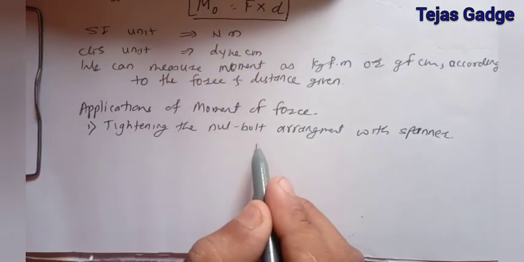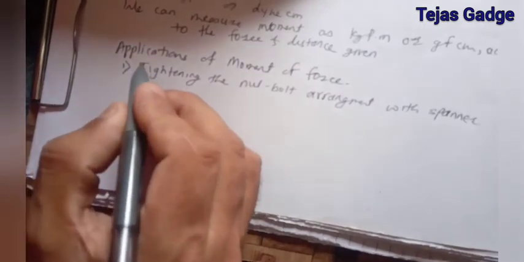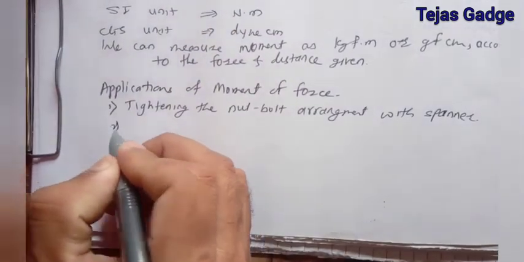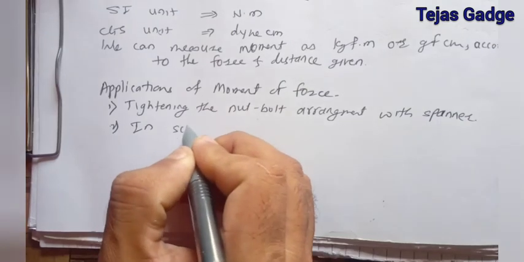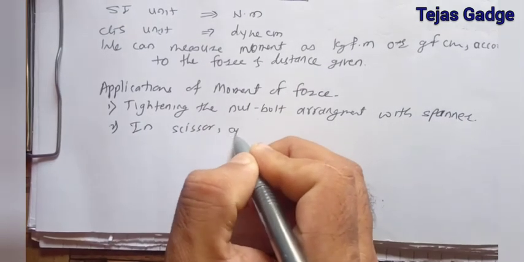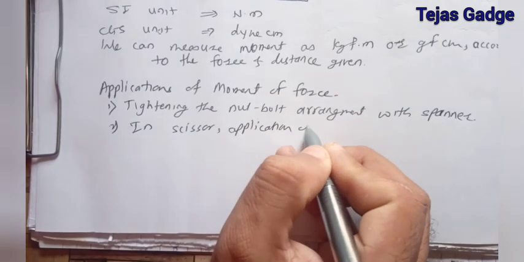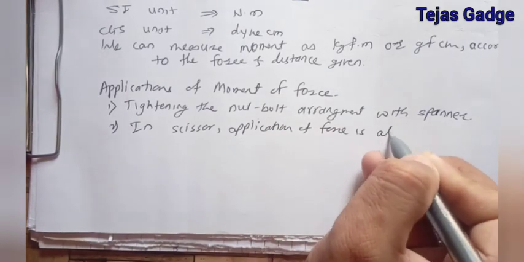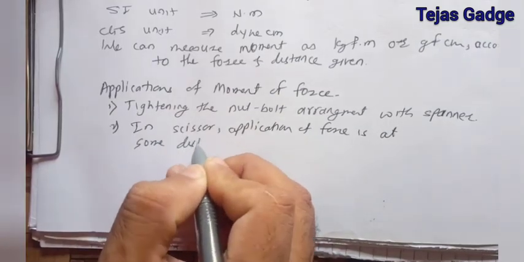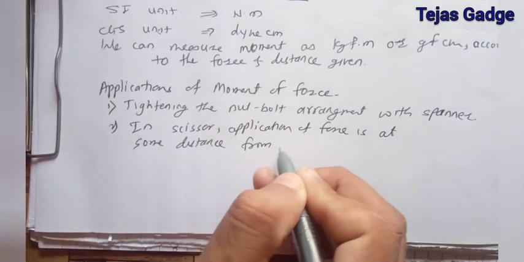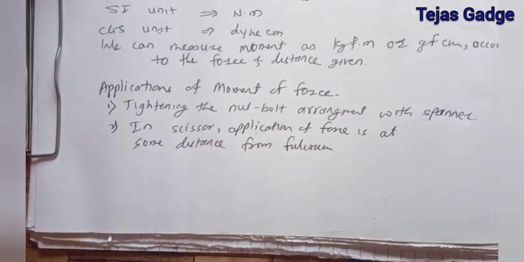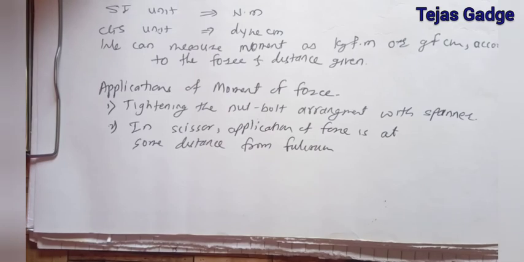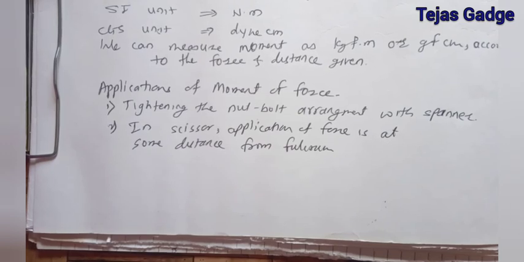So the first application is tightening a nut bolt arrangement with a spanner. Secondly, in a scissor, the application of force is at some distance from the fulcrum. Is it right? These two examples you can take as applications of moment of force. Everybody got the results? Okay, very good.